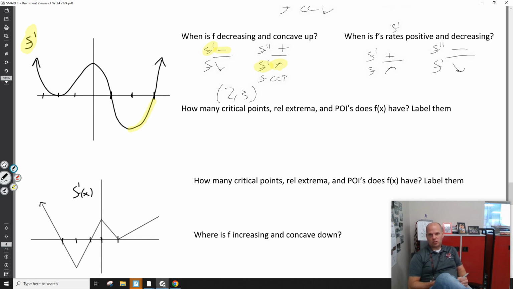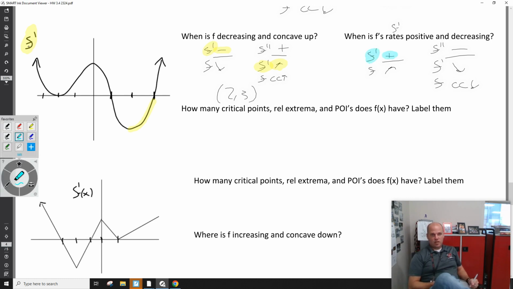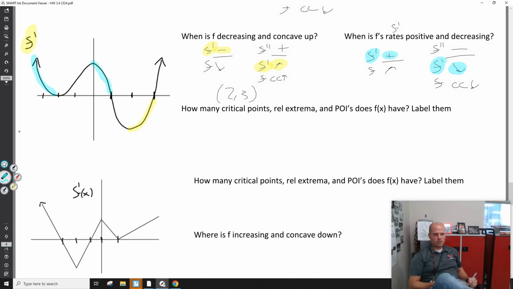You don't even have to fill out the chart here because they're telling you about F's rates. I'm looking at F's rates. F's rates are decreasing. When are we positive and decreasing? Positive and increasing, positive and decreasing. So from negative infinity to negative 2 and from 0 to 1.